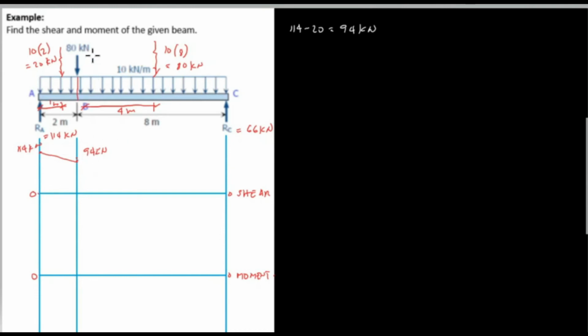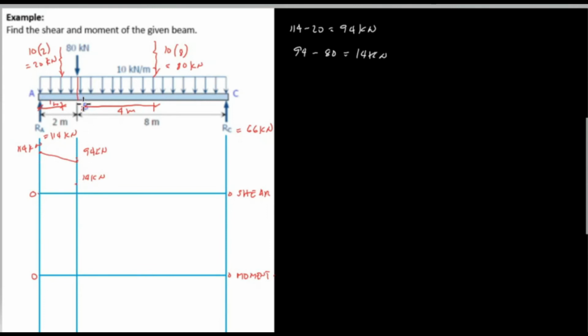At point B, you have 80 kilonewton and the direction is downward, which means we subtract 94 kilonewton minus 80, and the remaining value is 14 kilonewton. And this is the point. So this is 14 kilonewton, which means from 14 to 94, this is the concentrated load of 80 kilonewton.